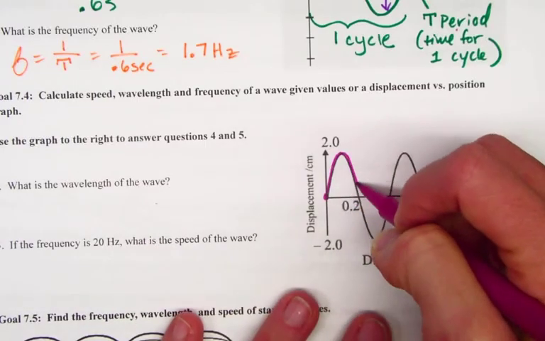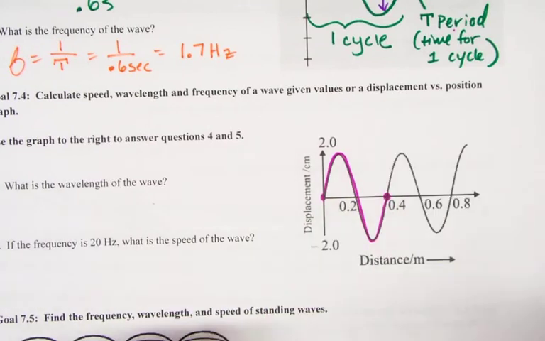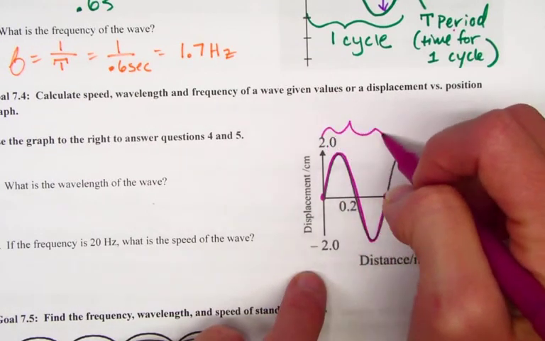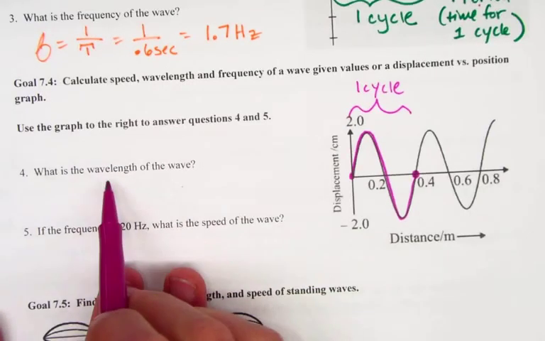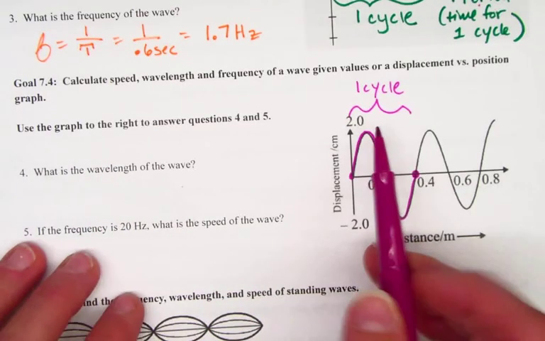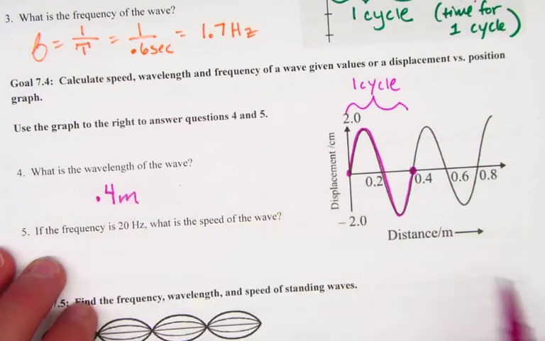So I go up and down and up. So this is where my cycle ends. Okay, so this is one cycle. Okay, the wavelength is the distance for that one cycle, so that's going to be 0.4 meters because we're in meters here.